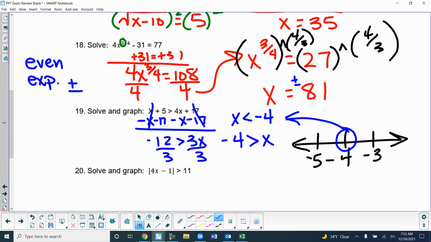We got absolute value for 20. Whenever we see absolute value, how many problems do we have? 2 problems. All right, did we remember that?